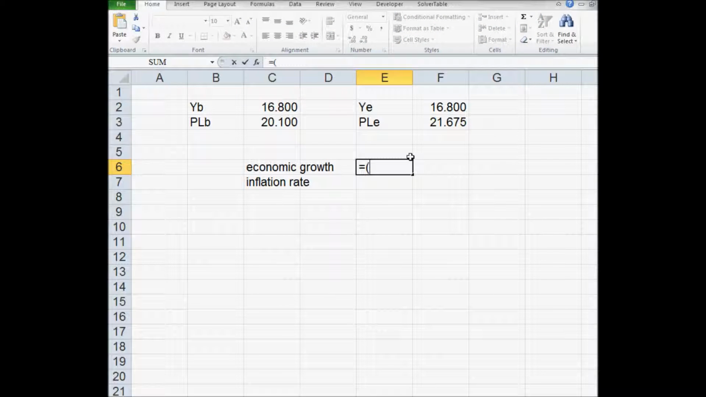The economic growth rate is the percent change in GDP at point E and GDP at point B. So this is what GDP is at point E, and this is what GDP was at point B. We're going to multiply that by 100. So we get 0 economic growth from the fiscal policy. We do get a dose of inflation. 7.836% inflation.